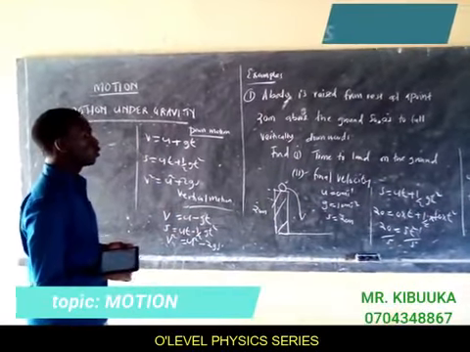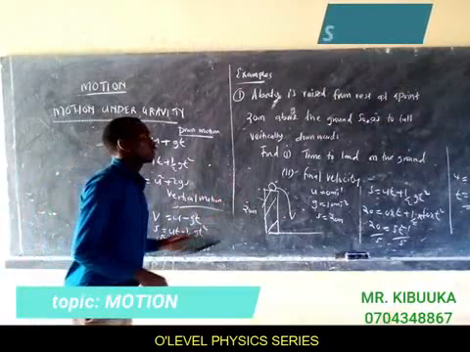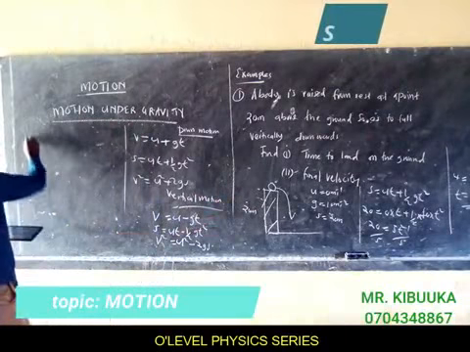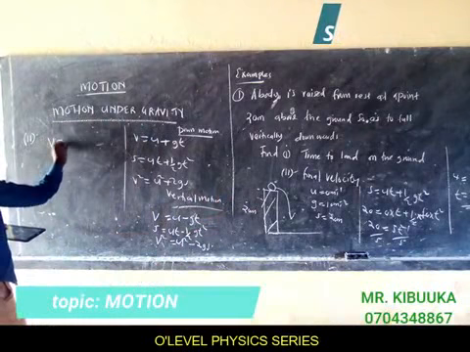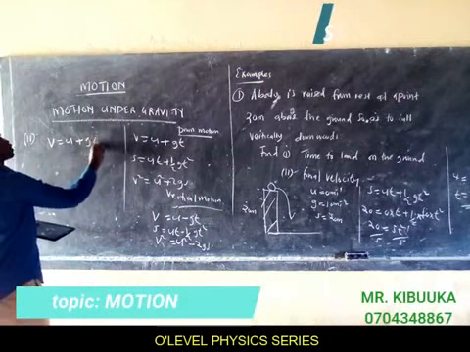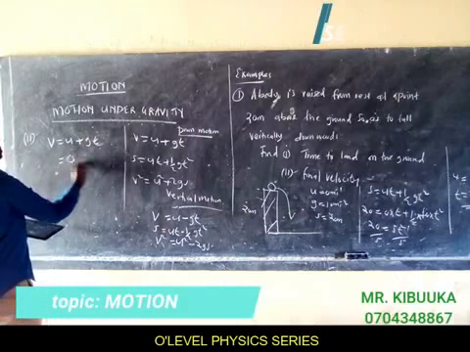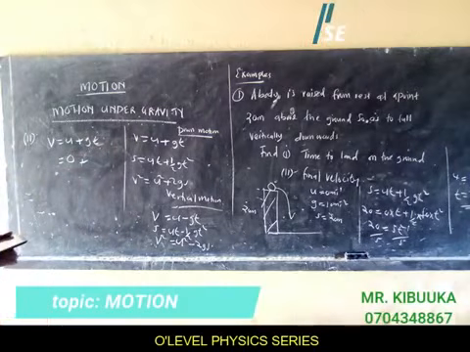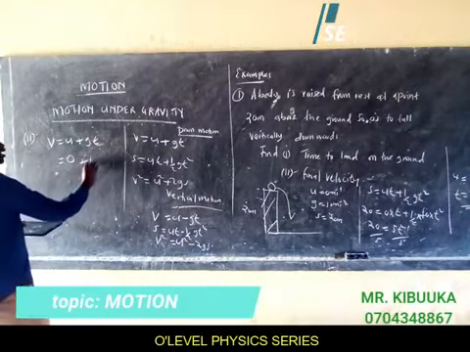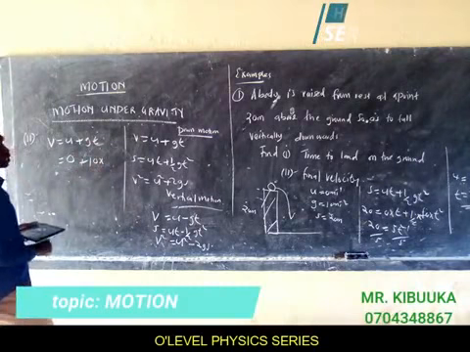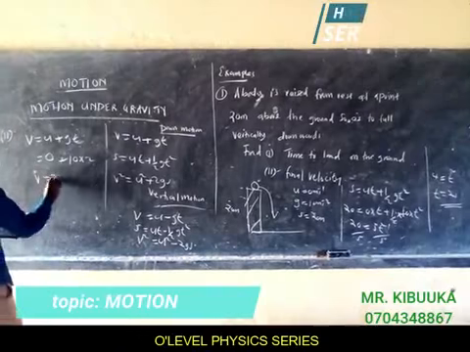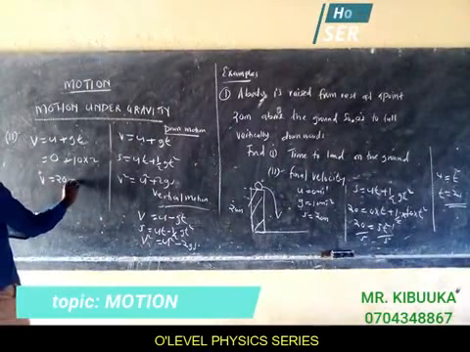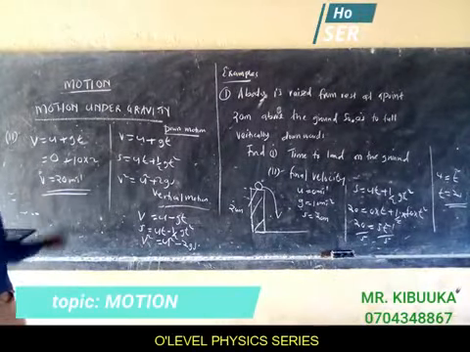And then we have part 2, which says find the final velocity. There I will use the expression V equals U plus GT. My U is 0, since it was from rest. My G is 10, and my time in this case is 2. So V becomes 20 meters per second.